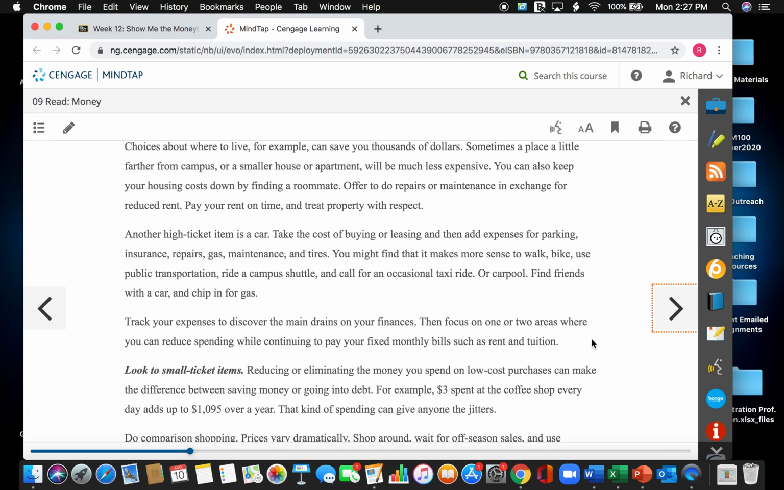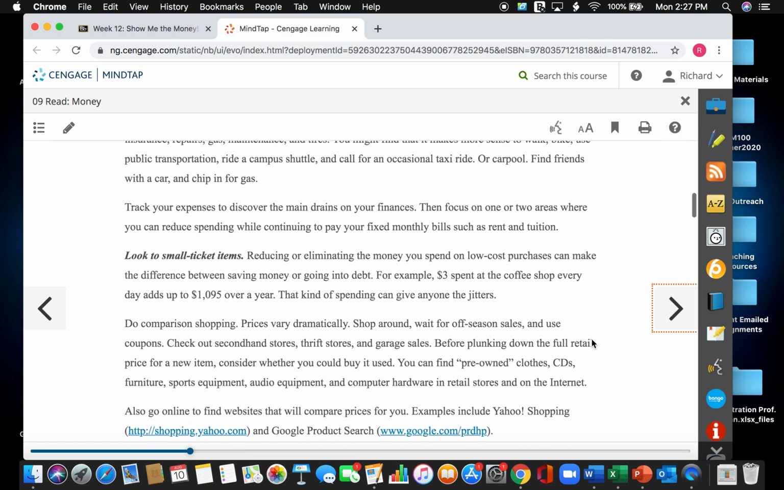Another high ticket item is a car. Take the cost of buying or leasing and then add expenses for parking, insurance, repairs, gas, maintenance, and tires. You might find that it makes more sense to walk, bike, use public transportation, ride a campus shuttle, or even call for an occasional taxi, or carpool. Find friends with a car and chip in for gas. So track your expenses to discover the main drains on your finances. Then focus on one or two areas where you can reduce spending while continuing to pay your fixed monthly bills such as rent and tuition.